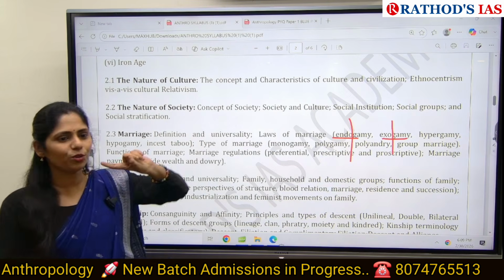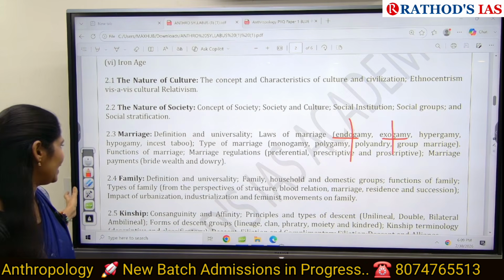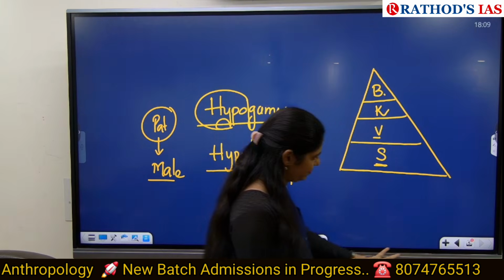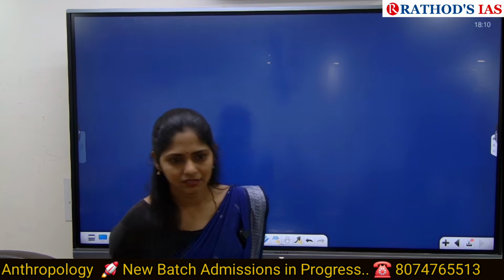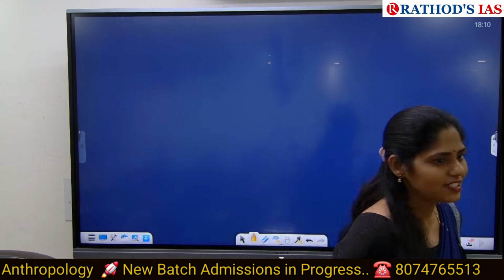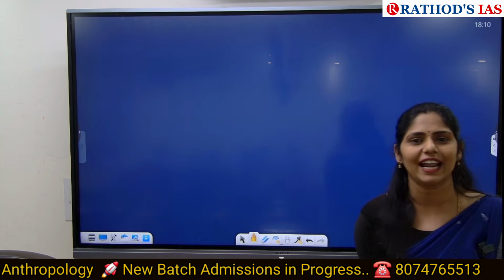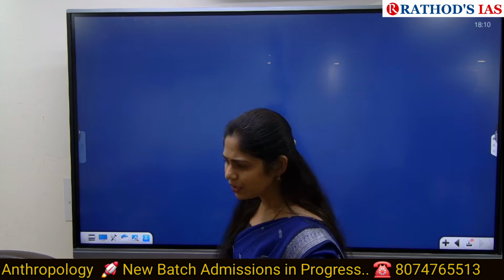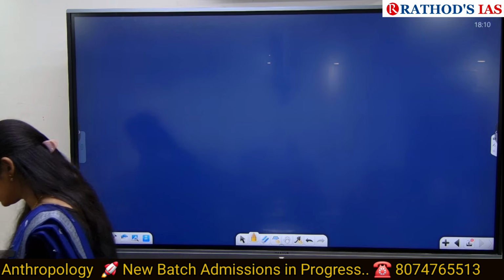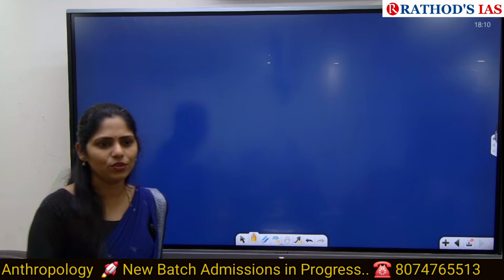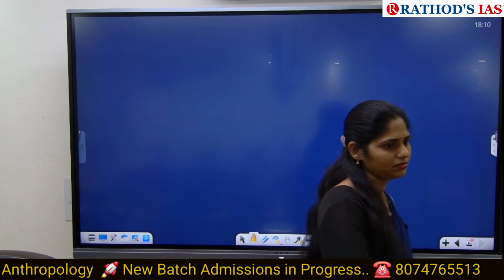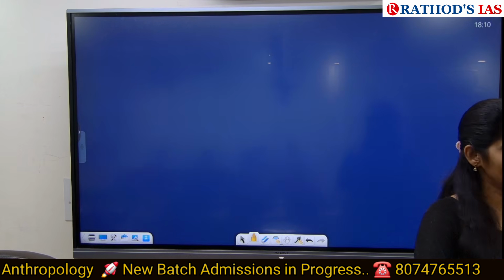Now there is one more group, guys. That is group marriage. Do you know about tribals? Where do they live? In forest. In forest, we have different tribal groups. Can you tell me approximately how many different types of tribes are present in India? Anyone? Rough estimate. How many tribes are living in India?